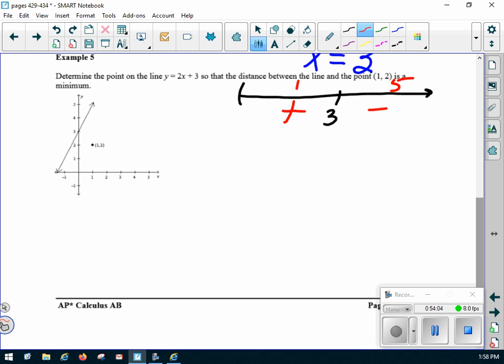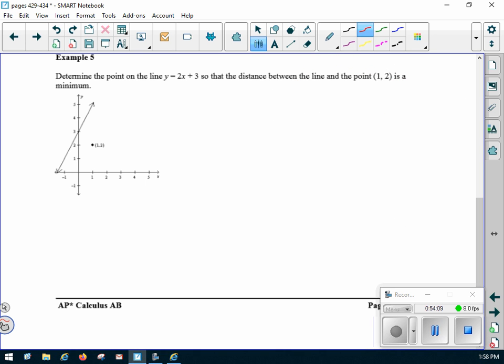Determine the point on, okay, let's just look at this really fast. Determine the point on this line so that the distance between the line and the point 1, 2 is at a minimum.